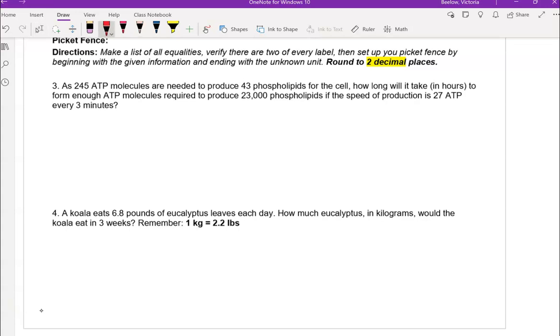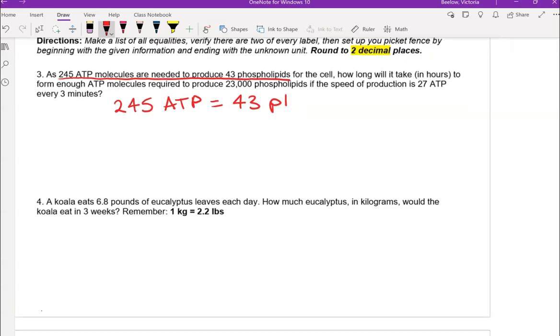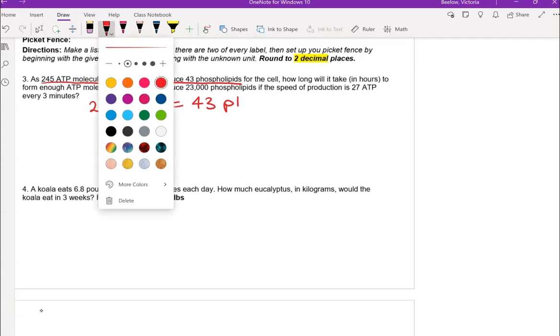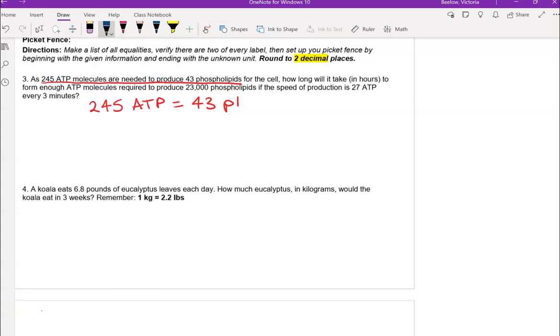So I'm going to start by reading through the problem. And it says 245 ATP molecules are needed to make 43 phospholipids. So right there, those two numbers, they're equal to each other and they have units. So 245 ATP is equal to 43 phospholipids. I'm just going to abbreviate with PL for phospholipids. You are welcome to abbreviate certain units, so you're just not writing out the full name and taking a little bit longer to do the problem. Okay, so those two are equal to each other.